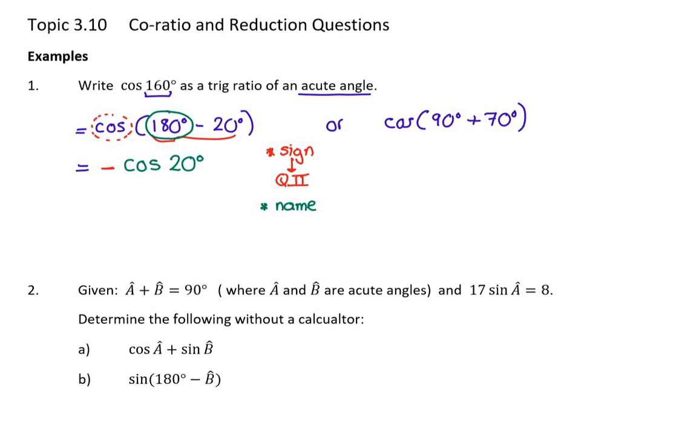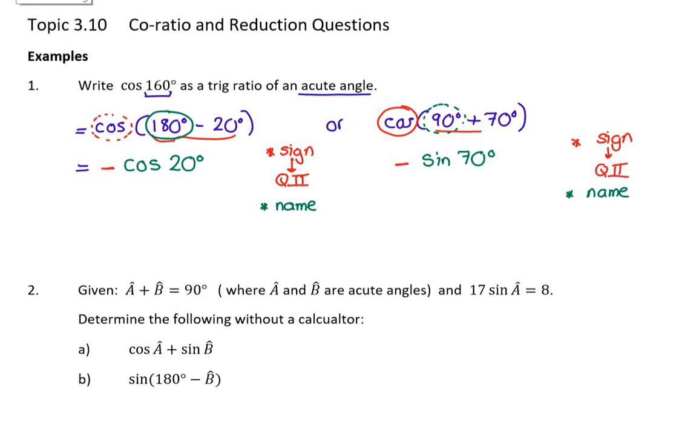Okay, if we go to our other side, I'm going to follow exactly the same steps. The first thing I need to decide is what is the sign of this answer going to be. And again, that depends on what quadrant we're working in. Now 90 plus means I'm working in quadrant 2. And as we've just said, cos is negative in quadrant 2. So the next step is to decide on the name. The original ratio is cos here, but I'm working off 90 degrees. And the moment you're working off 90 degrees, cos will change name to its co-ratio, which is sine. So this reduces to negative sine 70.